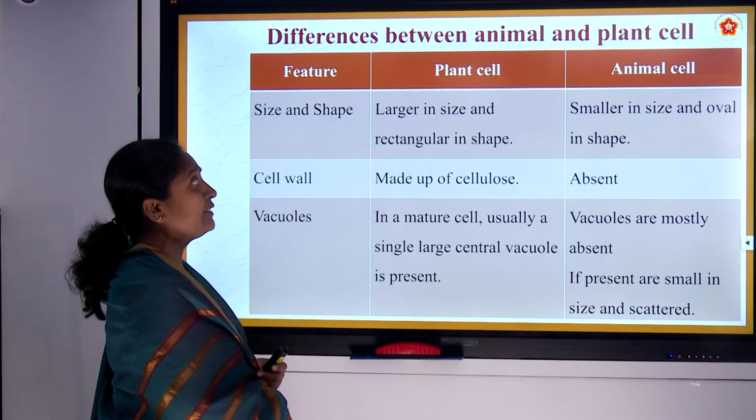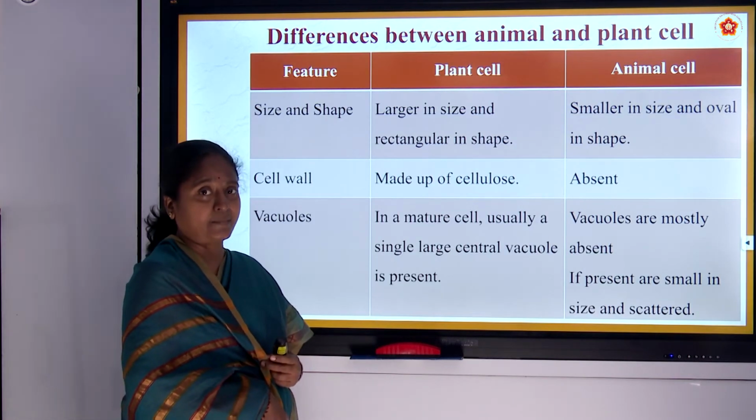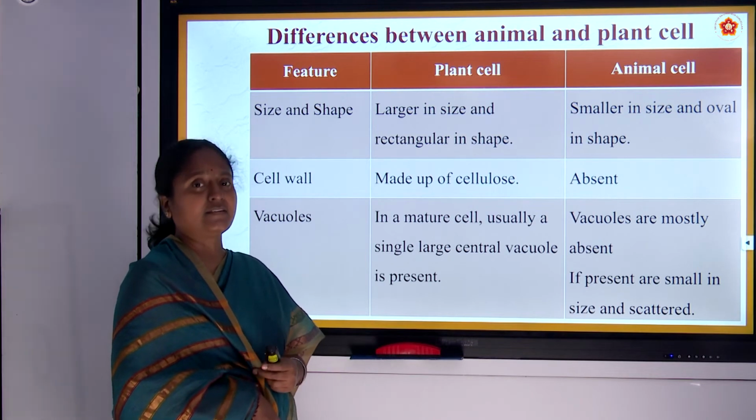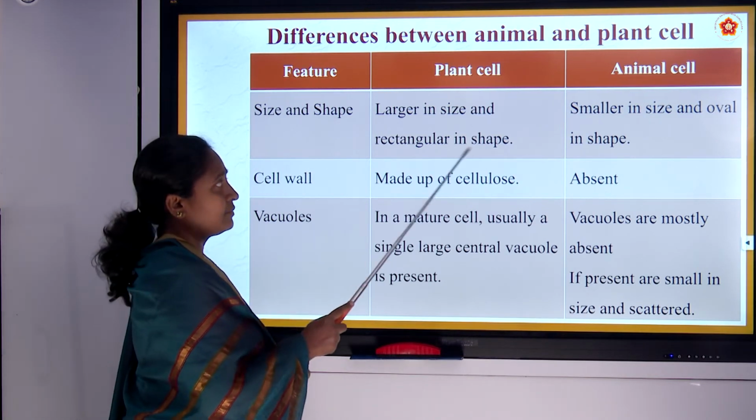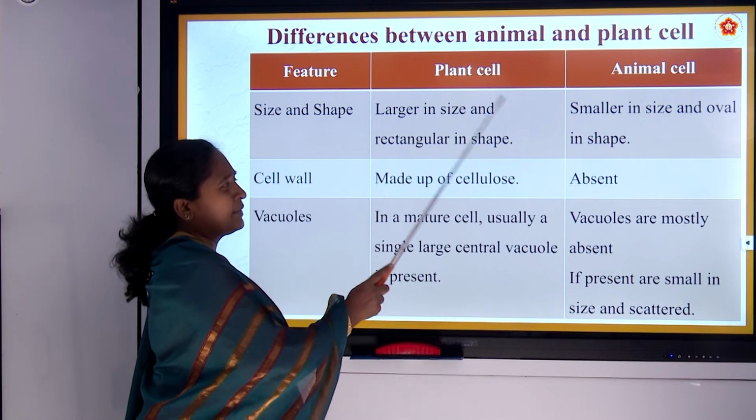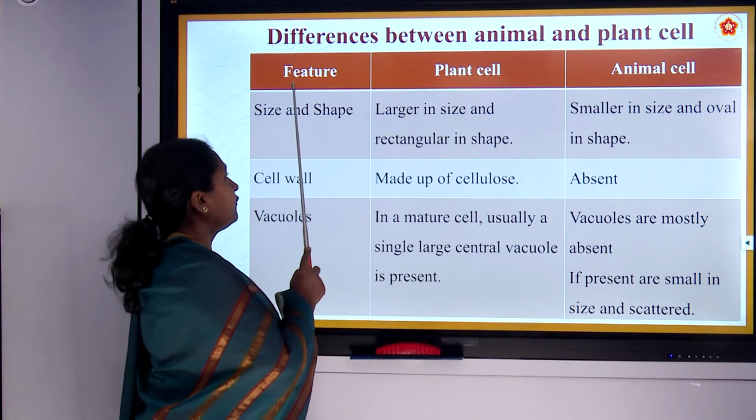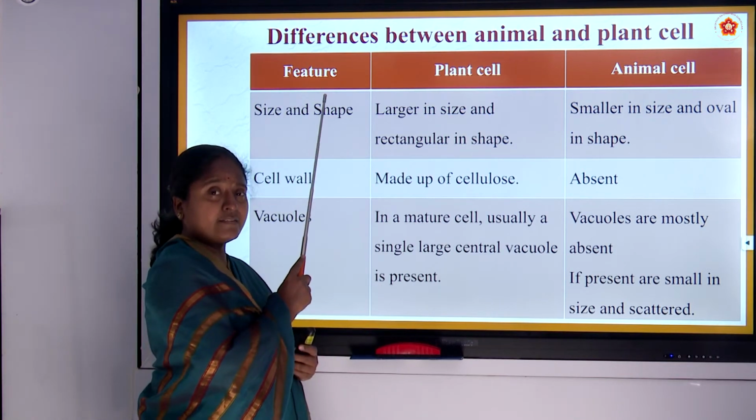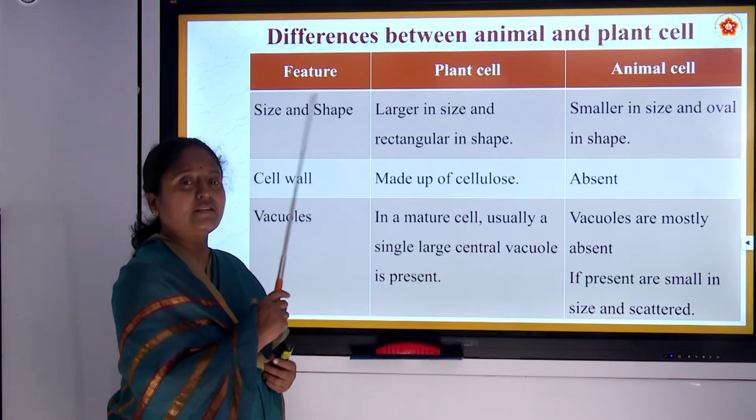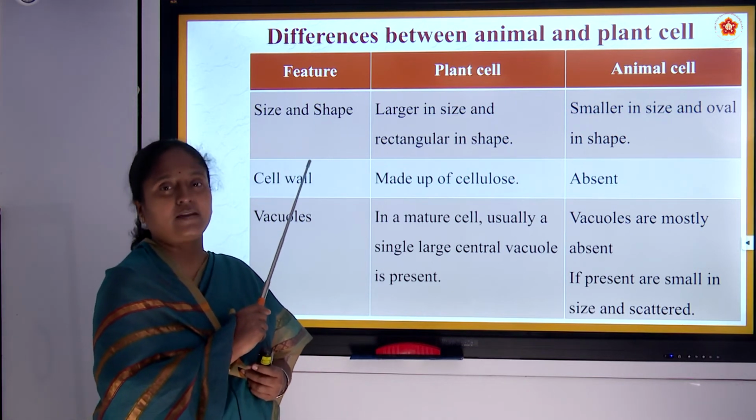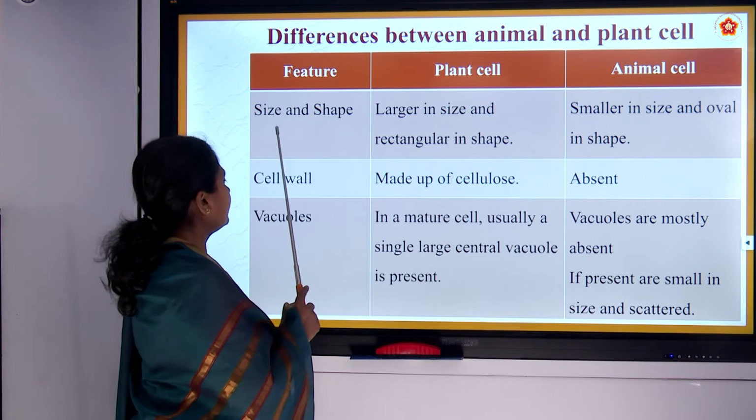Now we will see the difference between plant cell and animal cell. When the difference is written, you mention it in 3 columns like that. In plant cell and animal cell, on what feature, what characteristic feature is getting differentiated, that you mention as the first column heading. Then we will proceed further.